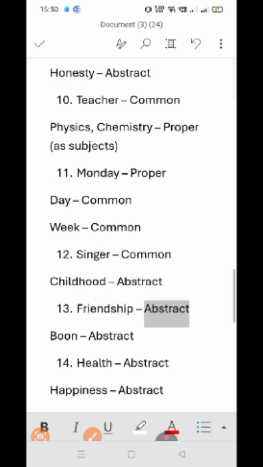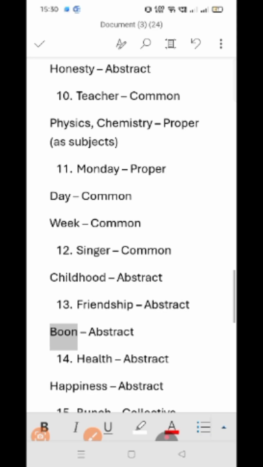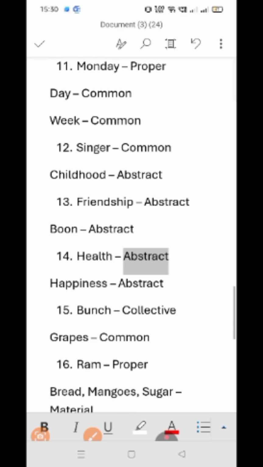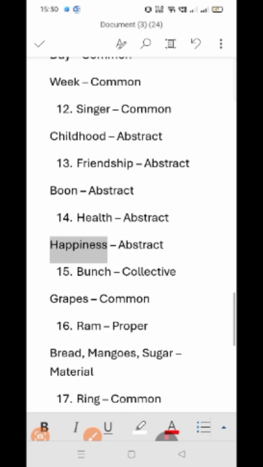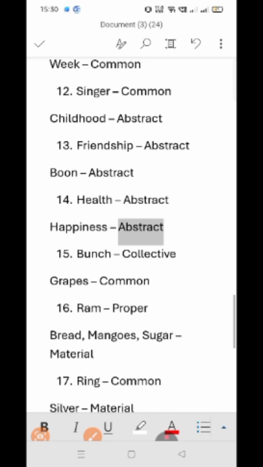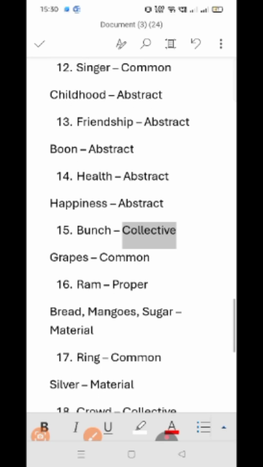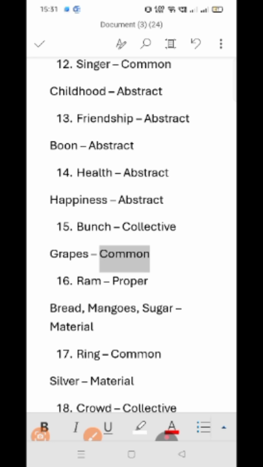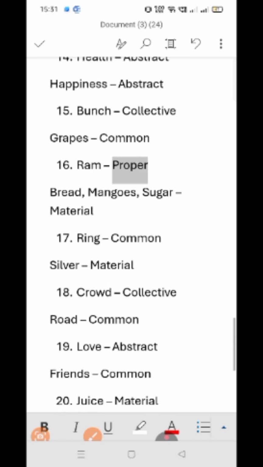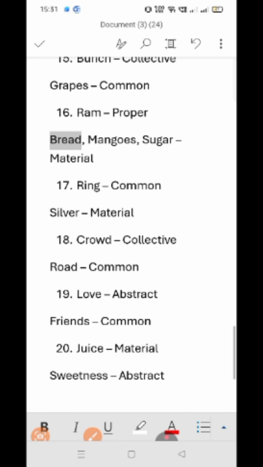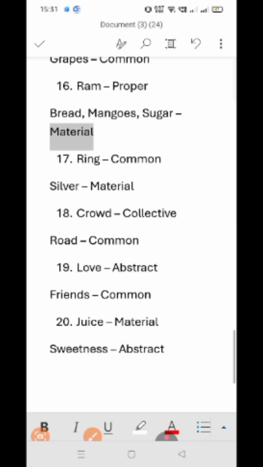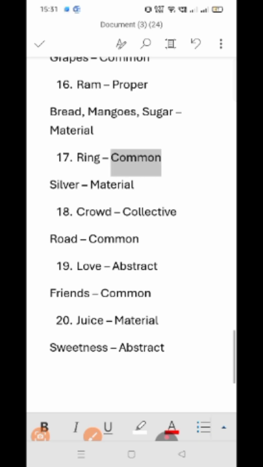Friendship, abstract. Boon, abstract. Health, abstract. Happiness, abstract. Bunch, collective. Grapes, common. Ram, proper. Bread, mangoes, sugar, material. Ring, common. Silver, material.